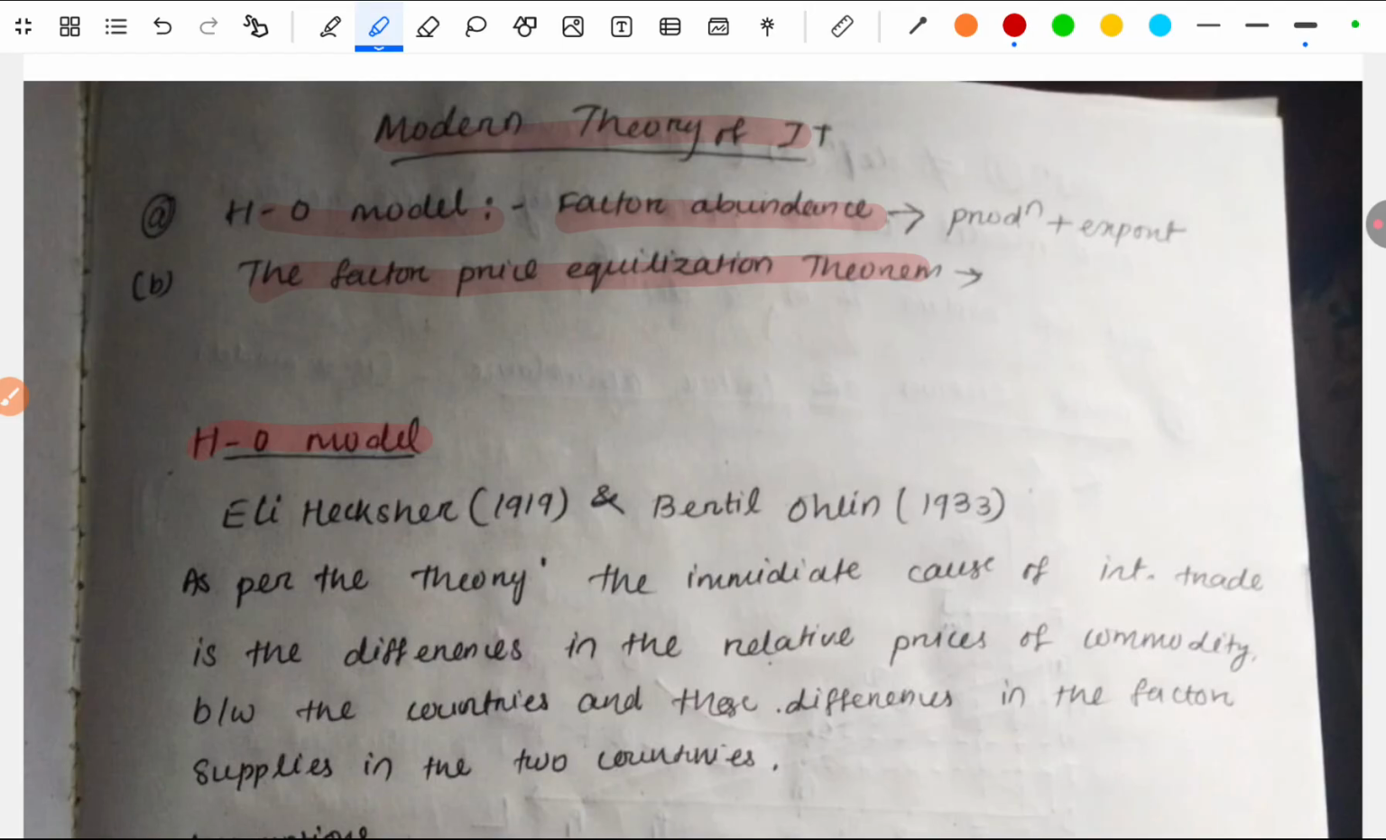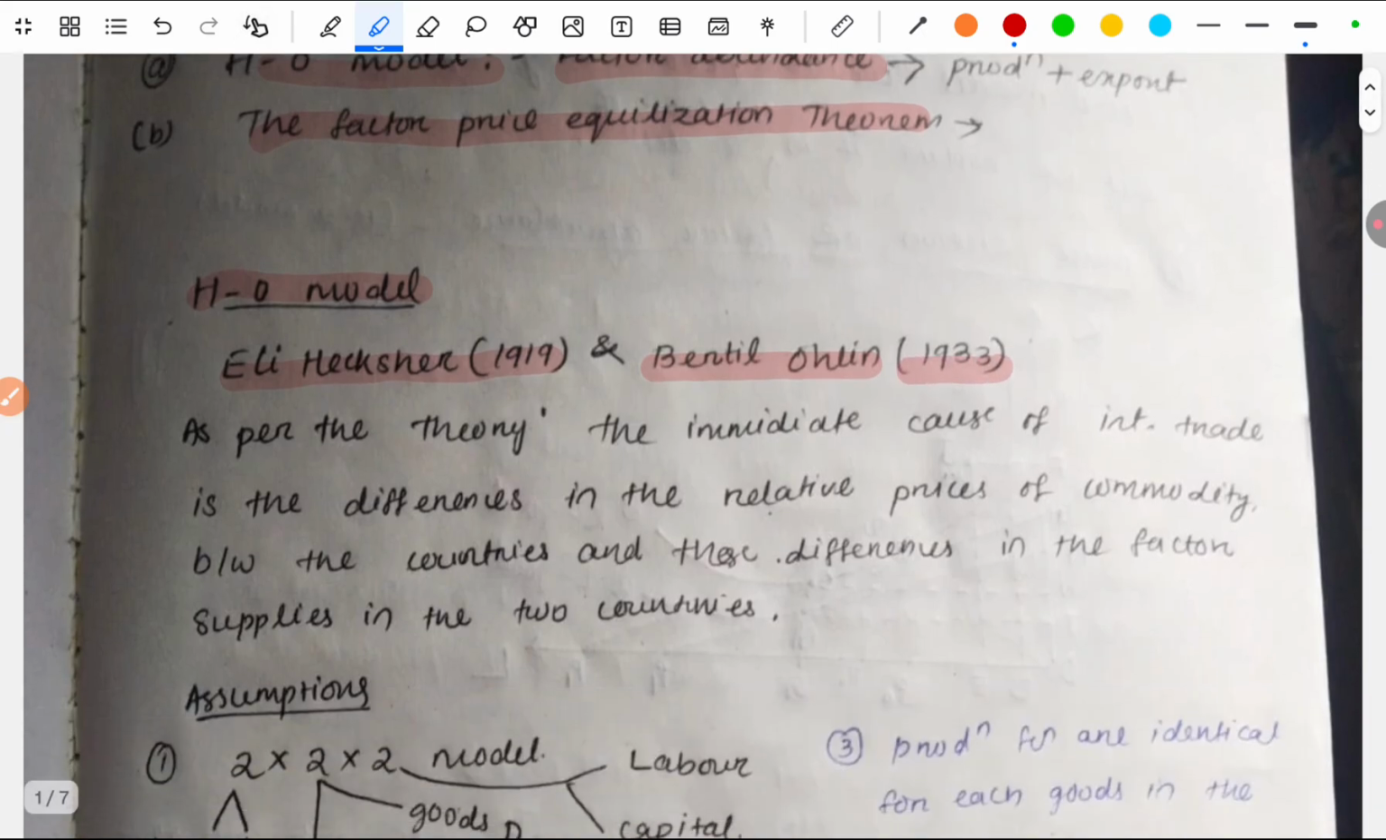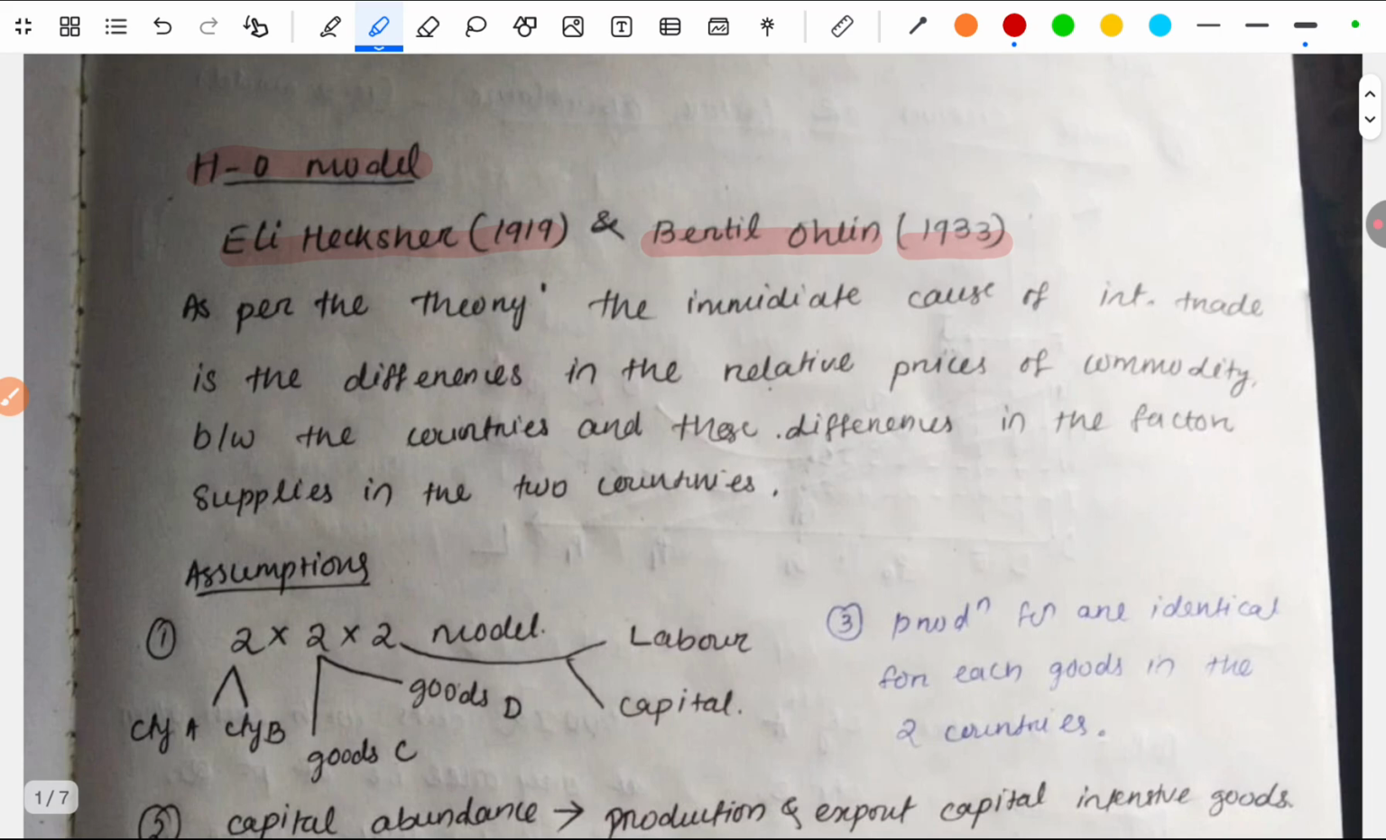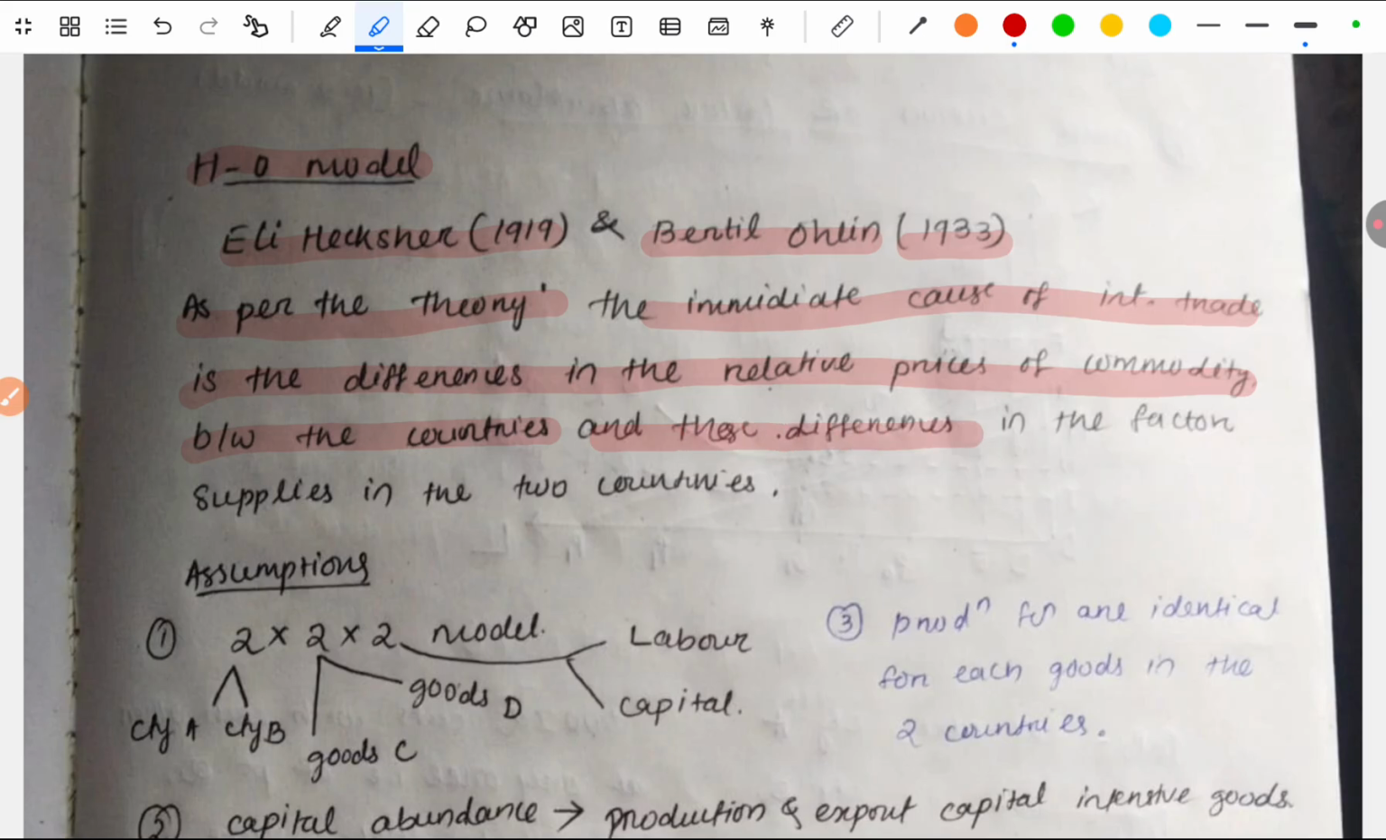The HO model was given by two economists, Heckscher in 1919 and Ohlin in 1933. As per the theory, the immediate cause of international trade is the difference in the relative price of commodities between the countries, and these differences arise from differences in the factor supplies in the two countries.